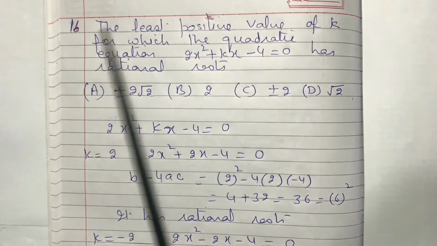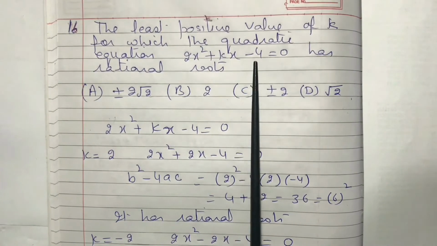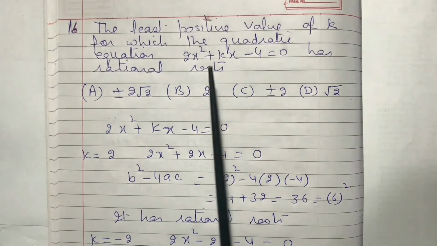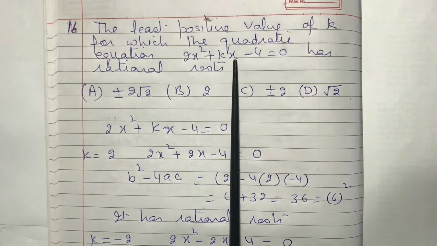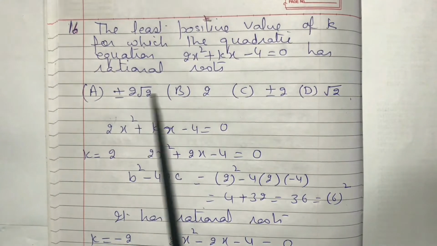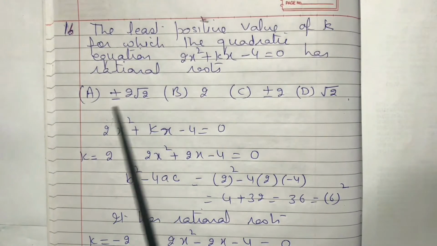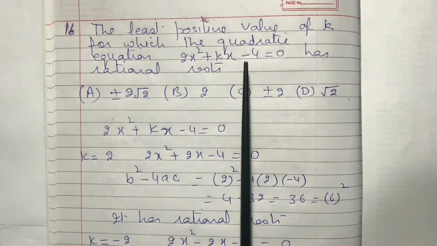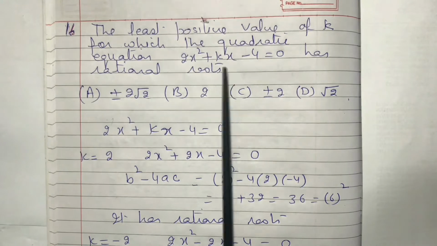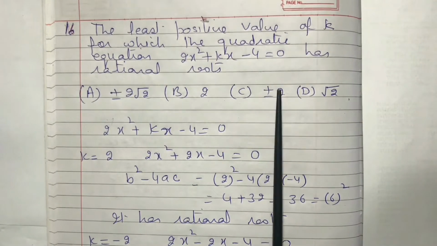Now the 16th question is the least positive value of k for which the quadratic equation 2x square plus kx minus 4 is equal to 0 has rational roots. There are 4 options here. We have to find the value of k for which this has rational roots. So it's better if you substitute these values here and check whether it has rational roots. First I'm going to check this value and then I'm going to check the other one.